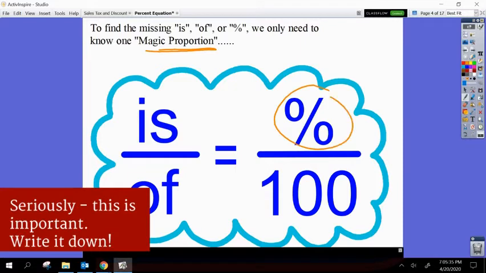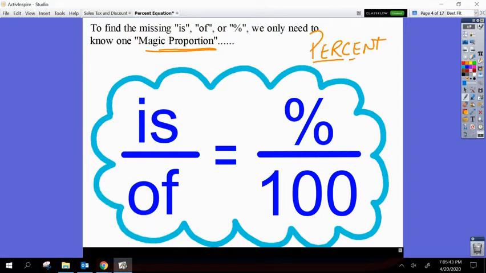The percent always goes above the 100, which kind of makes sense, right? Because if we think about the word percent, which we've covered in the past, it's per, and then a cent, there's 100 cents in a dollar, there's 100 years in a century. And like if you look at a percent symbol, it is a 1 and then 2 zeros. So the percent always goes over 100. The is goes on top, the of goes on bottom. So you'll always be able to identify the percent pretty easily.